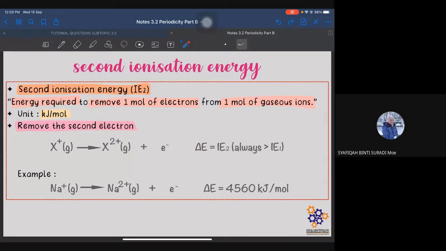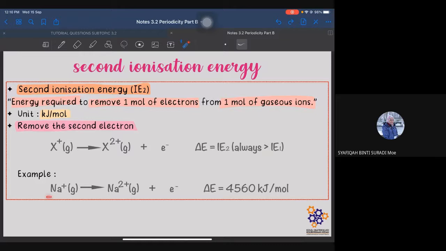So remember that second IE will always be bigger than the first IE. Okay, sebab bila kita nak remove daripada the positive charge atom, dia dah lagi ada banyak lagi positive charge dekat nucleus compared to the negative electron. So dia punya attraction towards the nucleus tu lagi kuat. So dia perlukan more energy untuk remove the second electron compared to the first one earlier. Okay, so that is why the second IE will always be bigger than the first IE.